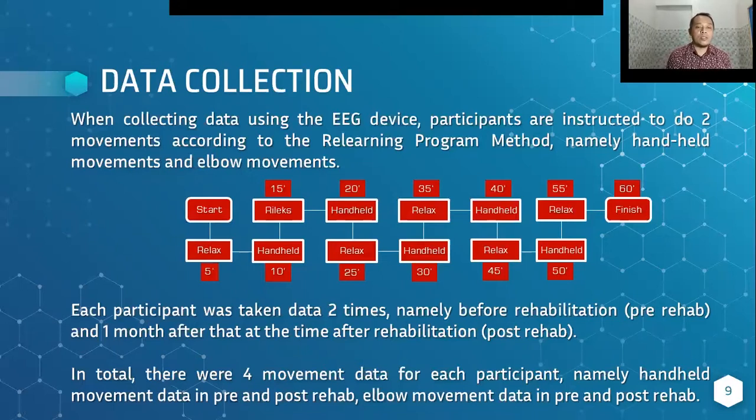In the data collection process, each participant was taken data 2 times, namely before rehabilitation, pre-rehab, and 1 month after that, at the time after rehabilitation, or we call it post-rehab. In total, there were 4 movement data for each participant, namely handheld movement data in pre and post-rehab, and elbow movement data in pre and post-rehab.